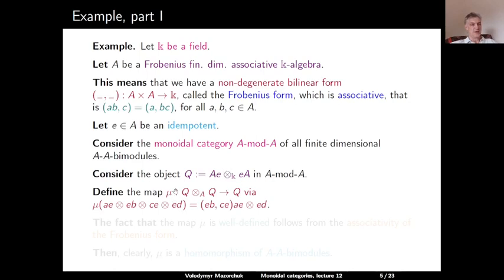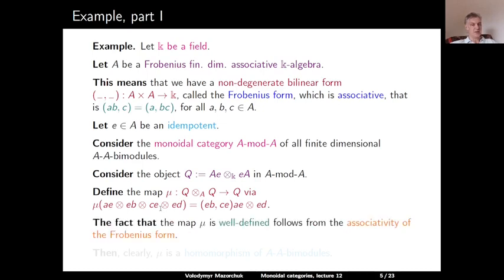Now let us define the map mu from Q tensor over A Q to Q as follows. If we evaluate this map mu at the element AE tensor EB tensor CE tensor ED, so this is an element from Q tensor over A Q, then the outcome is AE tensor ED, so we take the left factor and the right factor, and we multiply it with a scalar given by the value of our Frobenius form at the pair EB, CE.